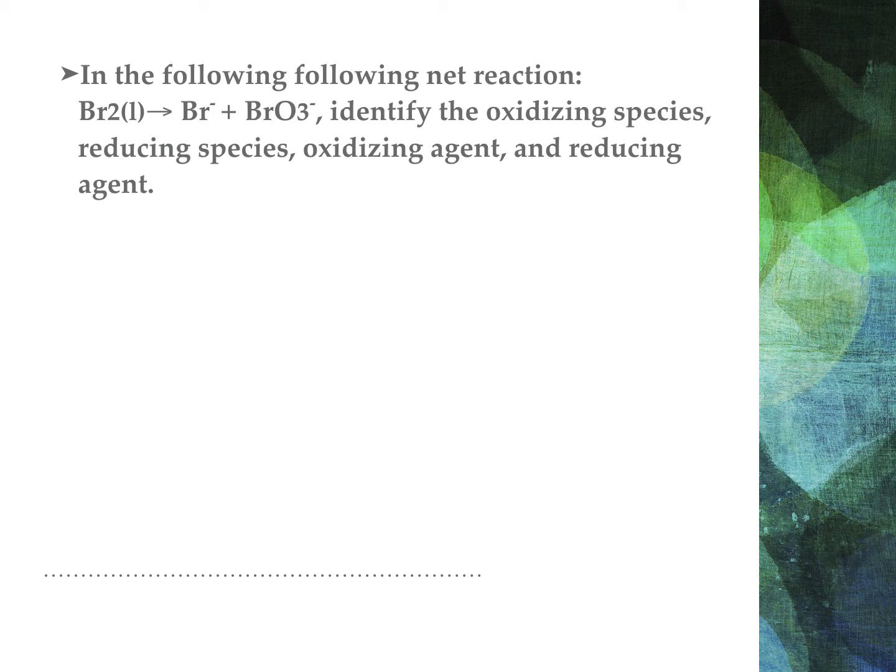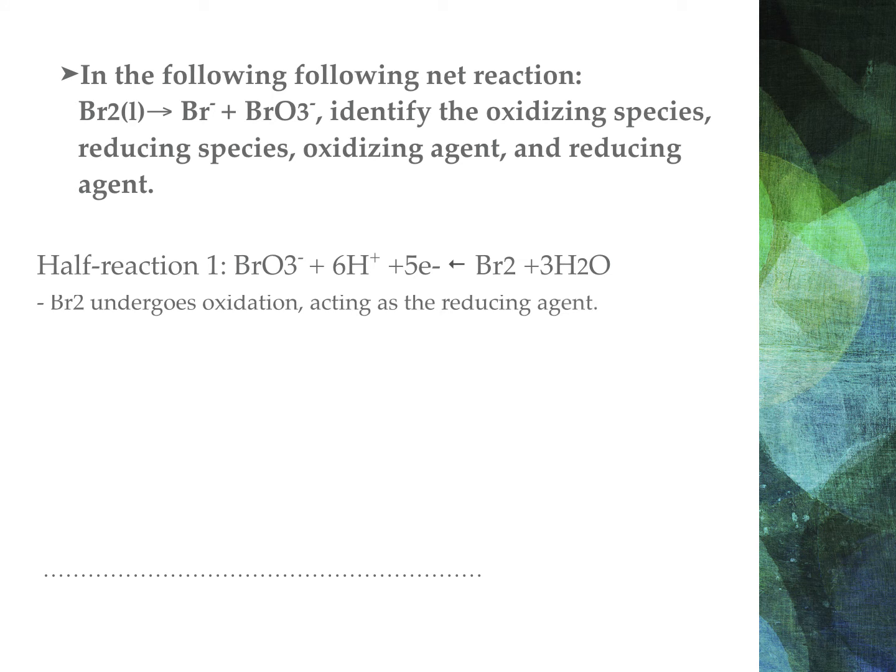If you take a look at your table of standard reduction potentials of half cells, you will see that the bromine atom appears on both sides of the table. It is formed when the bromate ion reduces. However, since bromine is the one on the left side of our equation, I am now going to flip the arrow for our first half reaction. Now, as you can see, bromine undergoes oxidation, and therefore it acts as a reducing agent.